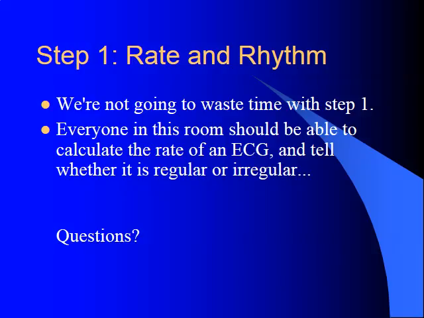All right, so moving into our interpretation of the EKG. Our first step is to determine the rate and rhythm. We're not going to waste a lot of time on step 1 because that's what we've been discussing for the last 5 PowerPoints. There's no difference in determining the rate and rhythm in a 12 lead than there is in a 4 lead. So everybody should be able to calculate the rate of an ECG and tell whether it's regular or irregular. So we're going to move on.